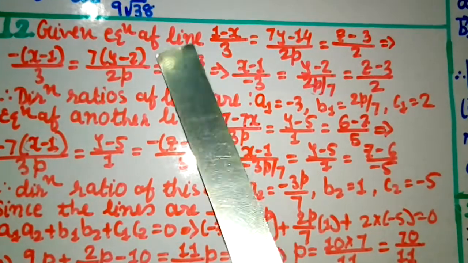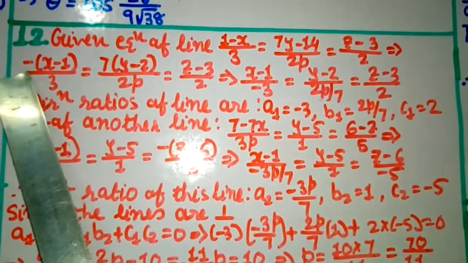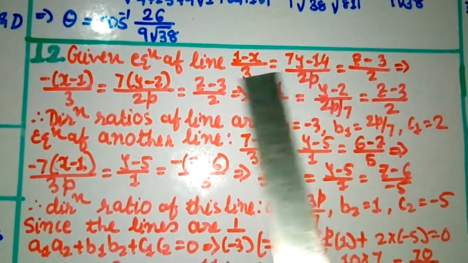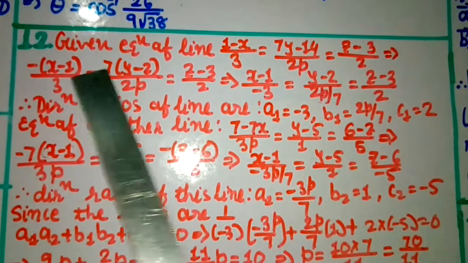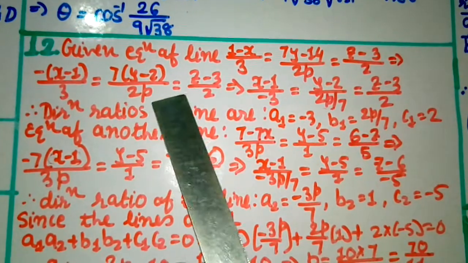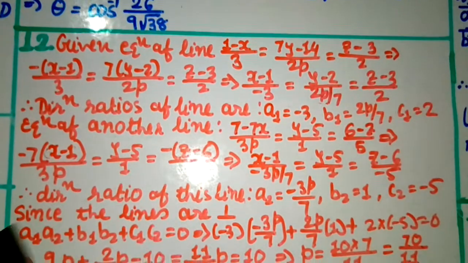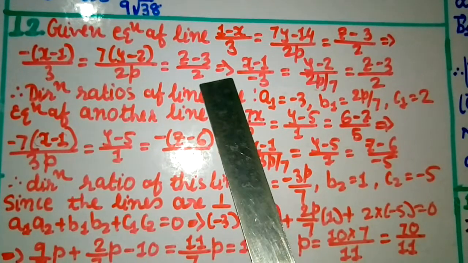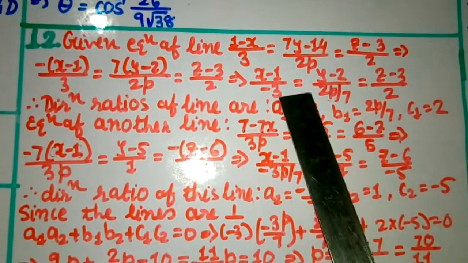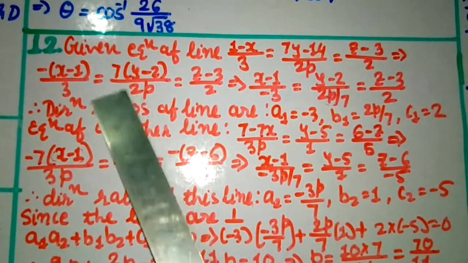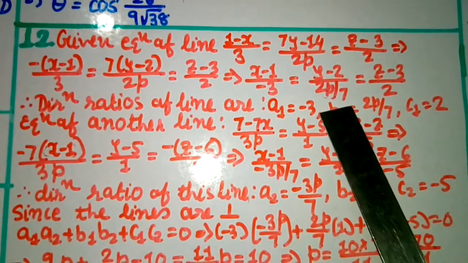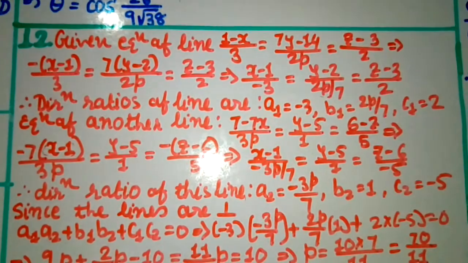So from here x should be first, so I take minus common: minus (x minus 1) divided by 3 equals, here I'll take 7 common because the coefficient of y should be 1, so 7 (y minus 2) divided by 2p, equals, here nothing to do, just keep it as it is, (z minus 3) by 2. This implies the negative can go in the denominator, so this is (x minus 1) by minus 3 equals, the 7 goes into the denominator, so this will be (y minus 2) divided by 2p by 7. This one as it is, (z minus 3) by 2.